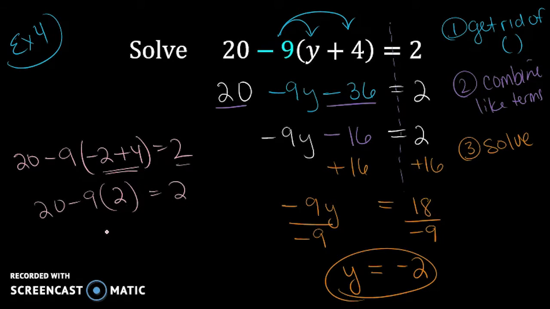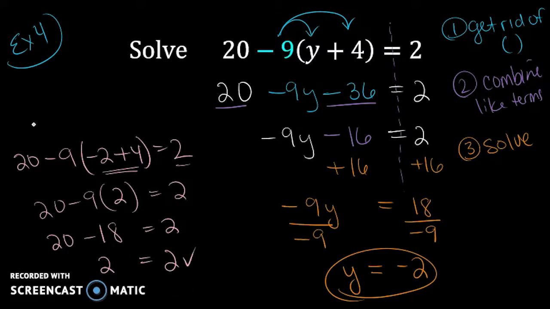Negative 9 times 2 is negative 18. And then we'll have 20 minus 18 equals 2. And 2 does equal 2, so this does check out.